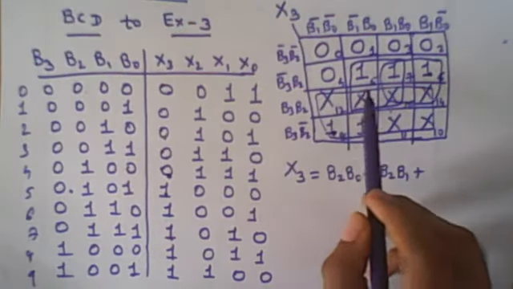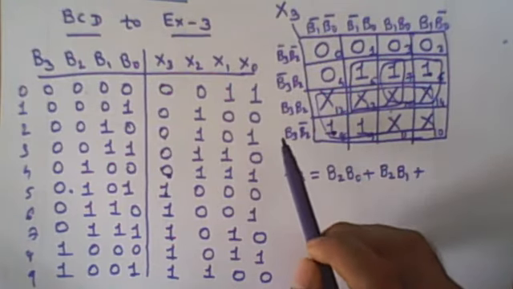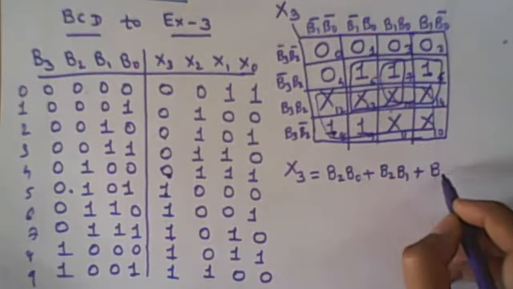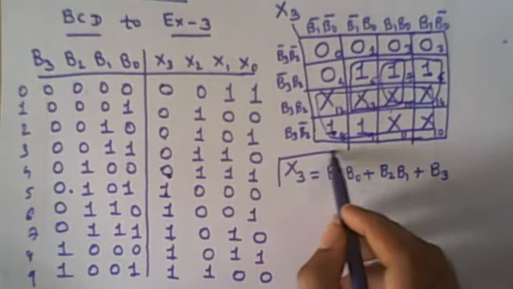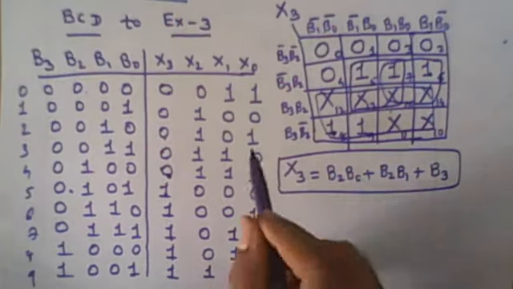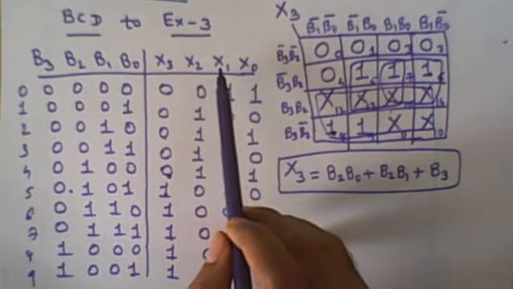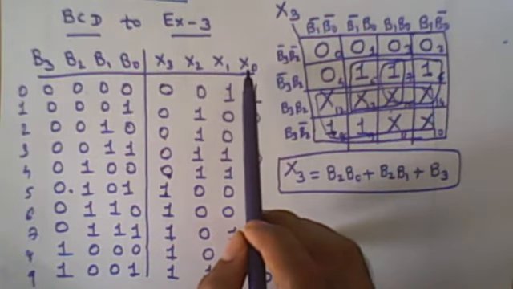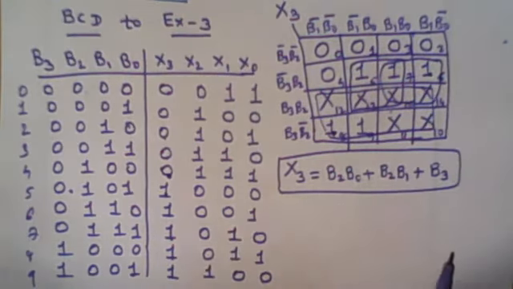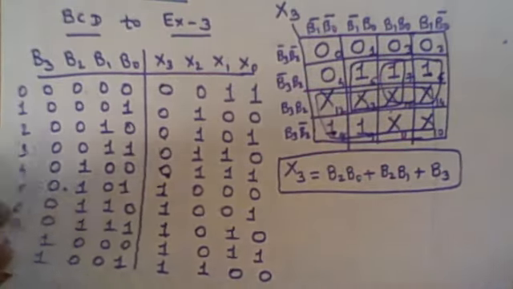What about the common variable in this group of 8? In the group of 8, there is only one common variable, and it is B3. So this is the logic of X3 in a BCD to XS3 converter. Similarly, we have to find the minimized Boolean equations of X2, X1, and X0. Let me do the process for X2, X1, and X0.